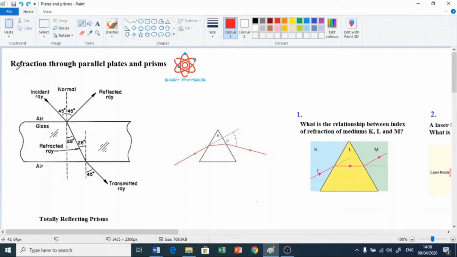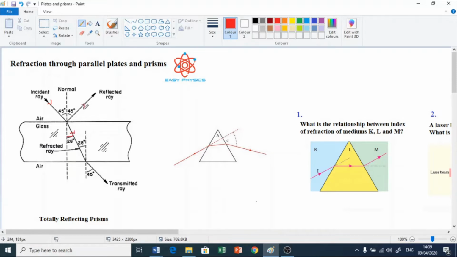Now we are going to look at the refraction through parallel plates and prisms. See, we have a glass plate and a ray is incident from air to the glass. Here is the normal, and the incident ray is making 45 degrees with the normal. Once it is refracted, it will make 28 degrees with the normal.